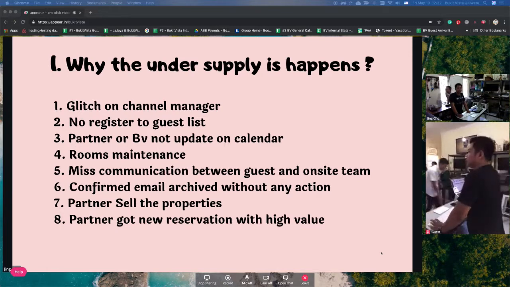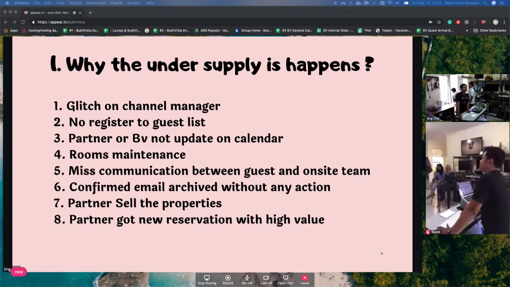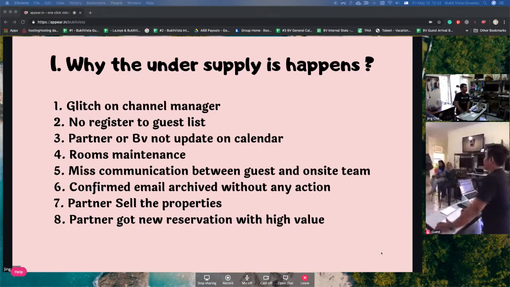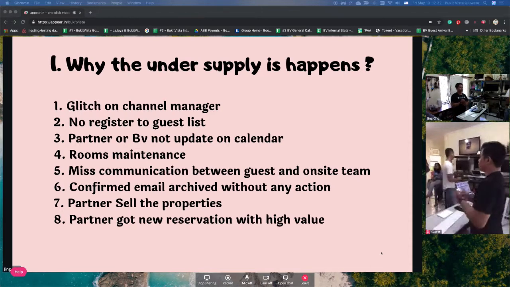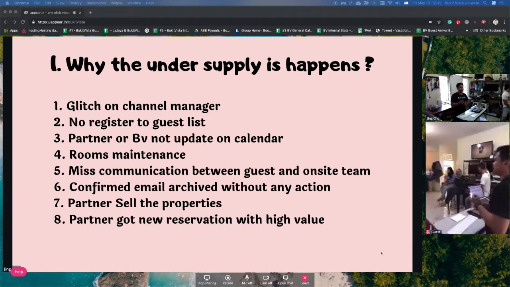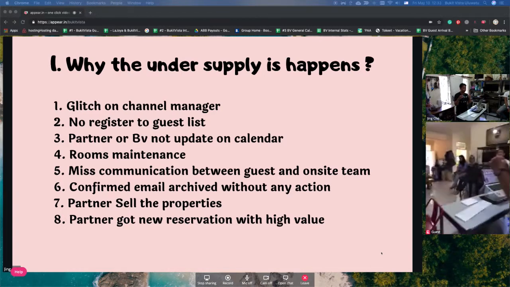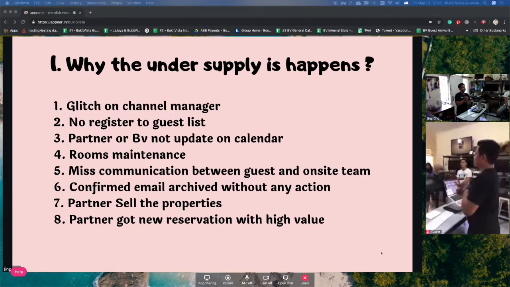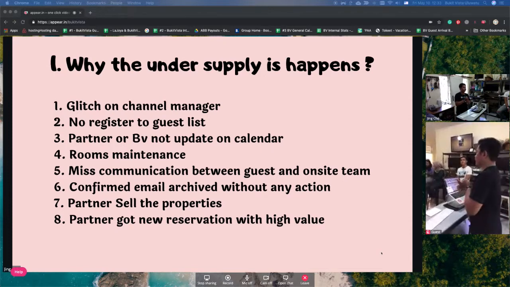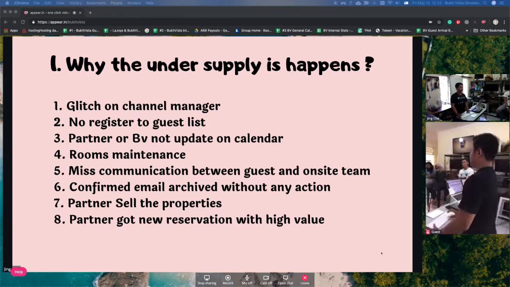The second one is no registration on the guest list. This is usually, for example, in the Balangan area, where some properties still use their own calendar, so we have to register it in the GS. It's like La Jolla, Alchemist. Make sure when you register that it's the right dates and the right name of the guest, so that the on-site staff are aware and can register it on their calendar correctly.